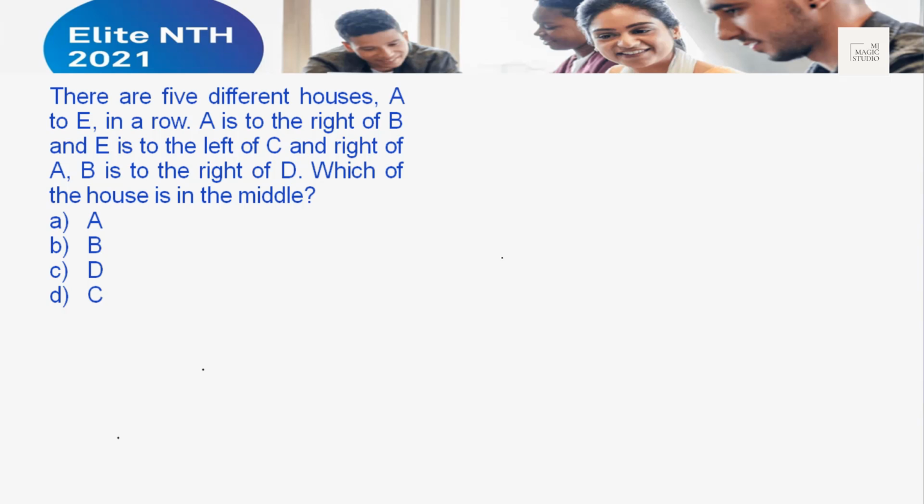There are 5 different houses A to E. That means it should be A, B, C, D, E. A is to the right of B. If I consider my right to be A's right, then A is to the right of B. It should be B, A. And E is to the left of C. C's left is E. Okay, we have these two combinations.